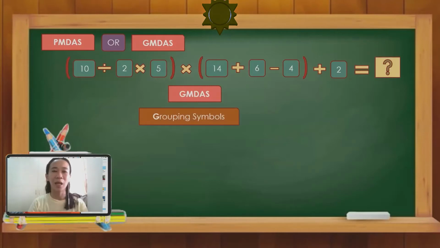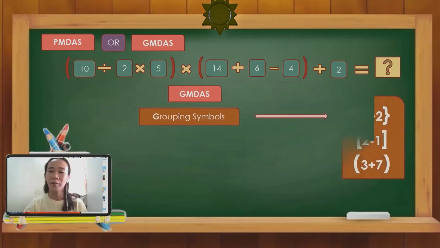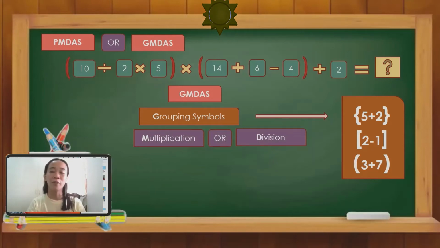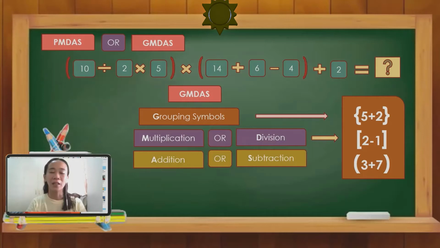GMDAS is actually the same as PMDAS, where G is for grouping symbols, or the parentheses, or the braces, or the brackets. We are going to solve first what is inside the parentheses or grouping symbols, what is inside the braces or brackets. Next is the same: multiplication or division with equal importance, and we're going to solve them from left to right. Addition or subtraction, again with equal importance, from left to right.